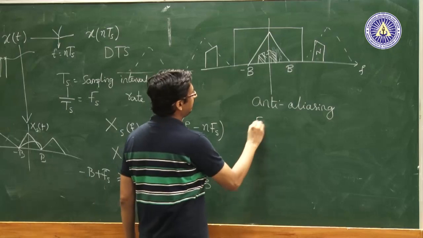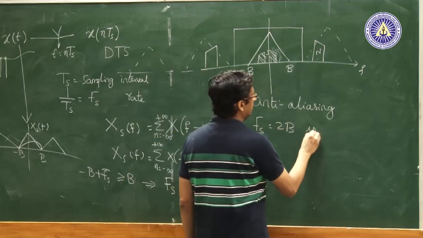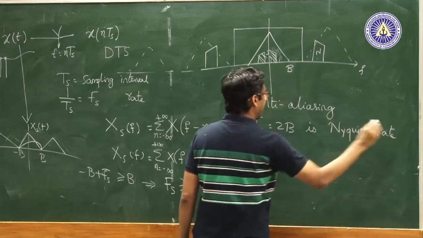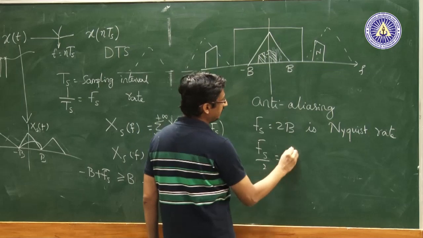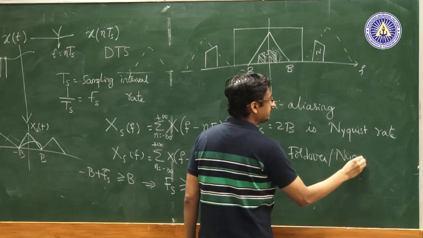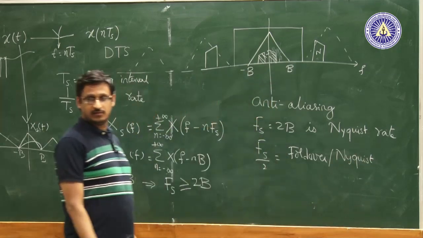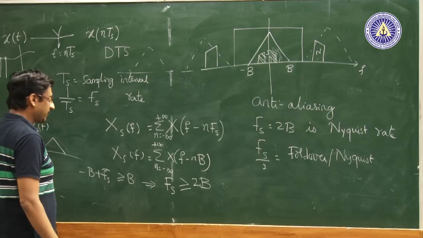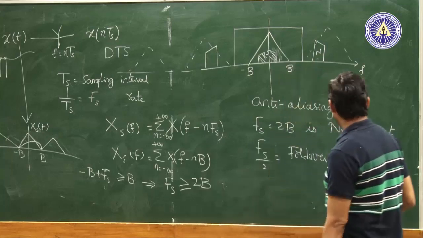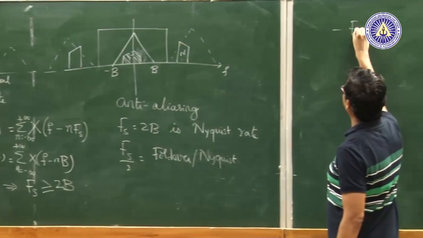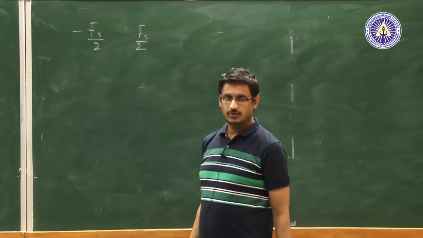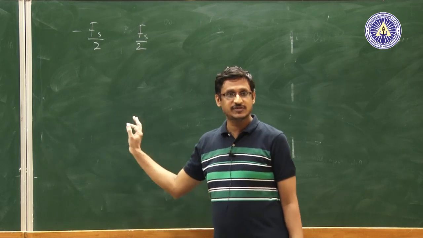Incidentally, Fs equals 2B is called the Nyquist rate, and Fs by 2 is called the fold over frequency, or sometimes the Nyquist frequency. Okay. Because everything is periodic with a period Fs, the bandwidth of interest of the sampled signal will always be from minus Fs by 2 to plus Fs by 2. Any question?